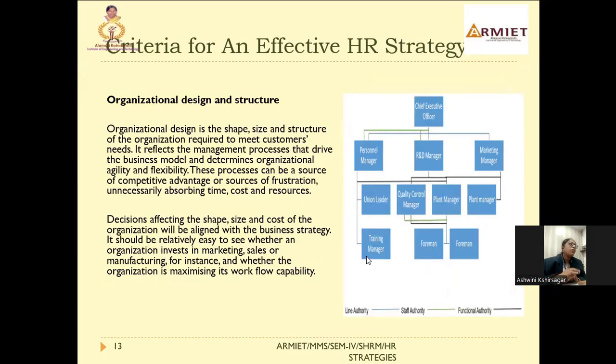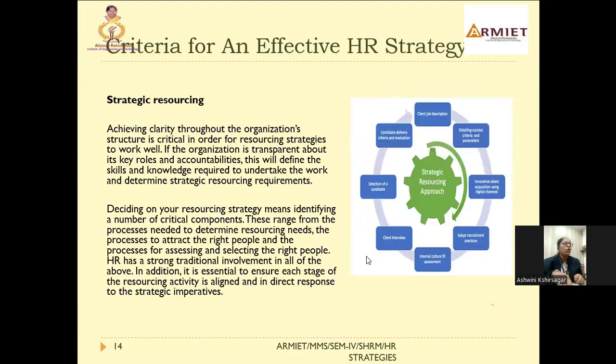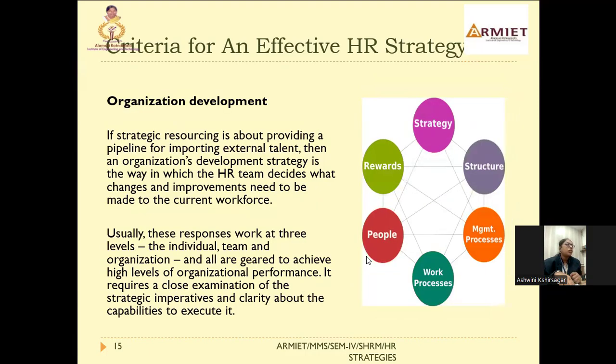So all organizations are dealing with the personnel manager, R&D manager, marketing manager, union leaders, quality managers, and it is directly implemented down to the foreman of the parts. Now, what is strategic resourcing? It will be this client job, dealing with the success, internal clerk, selection of candidates and all.